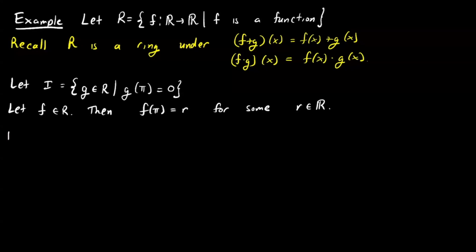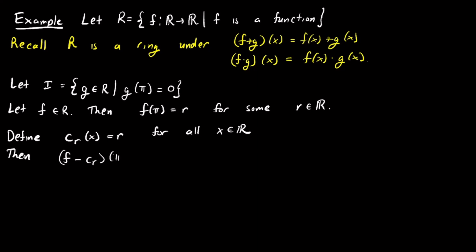So I'm going to define the following constant function. I'm going to define the function c sub r of x to equal r, for all x and r. So this is the function that no matter what I plug into it, it just gives me back r. Okay, well, then what do I notice? I notice that f minus c sub r of pi is going to be f of pi minus c sub r of pi. So this is going to be r minus r, which is equal to 0. So in other words, the difference of these functions, f minus c sub r, is an element of I.